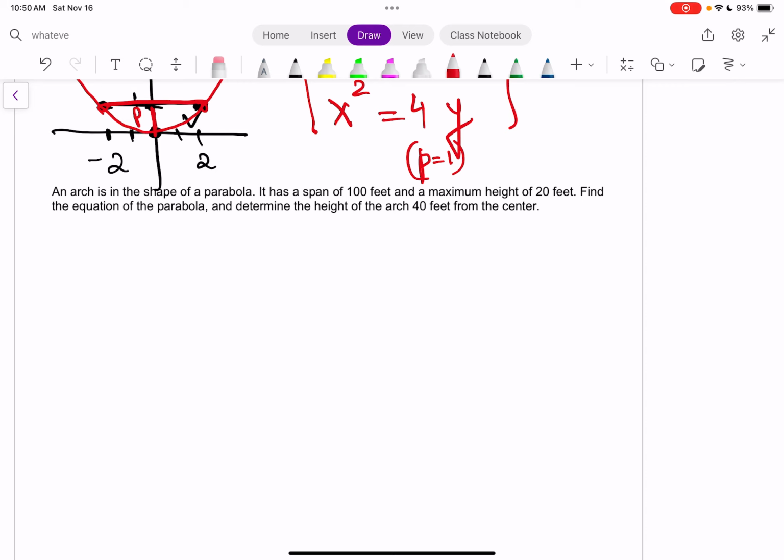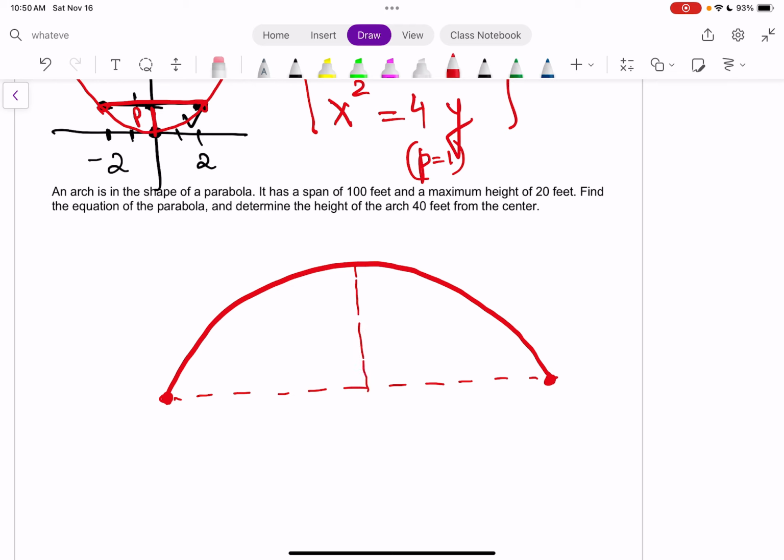Okay, let's read this last one. It says an arch is in the shape of a parabola. It has a span of 100 feet and a maximum height of 20 feet. Find the equation of the parabola and determine the height of the arch 40 feet from the center. Okay, so the question is, how do I best place this? Of course, this is going to be 100 feet. The maximum height is 20 feet. So I need to find the equation of this parabola.